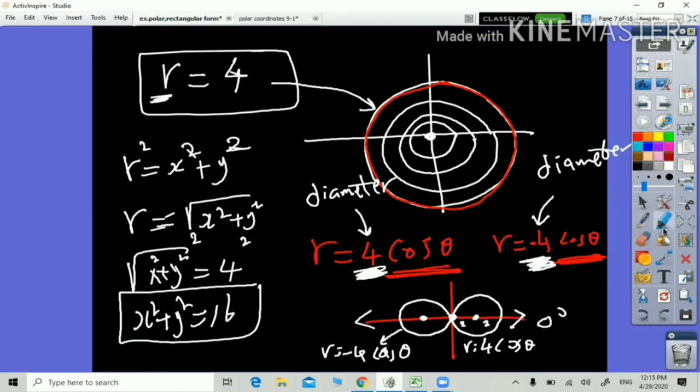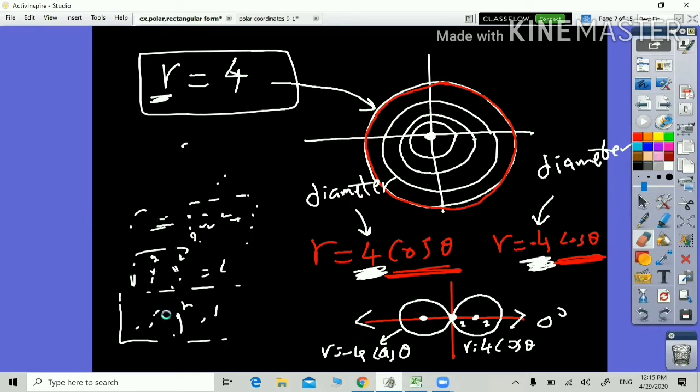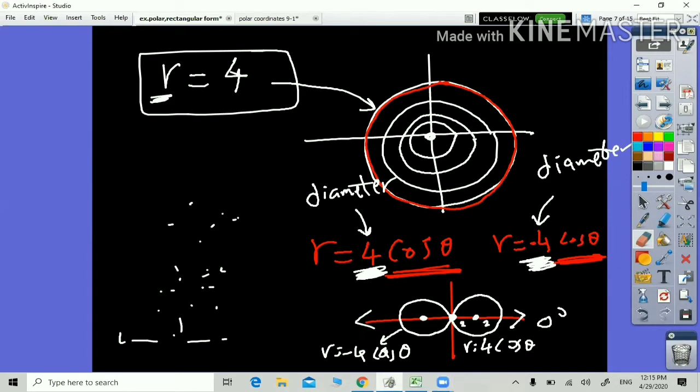Because we said cosine on the x-axis, you can guess where your circle will be if you have sine. Who can guess? Because we said r equals a cosine theta. Look, the number with cosine gives you r. So if you have cosine, your circle is on the x-axis, on the positive part if that number is positive. If that number beside cosine is negative, your circle is on the negative part.